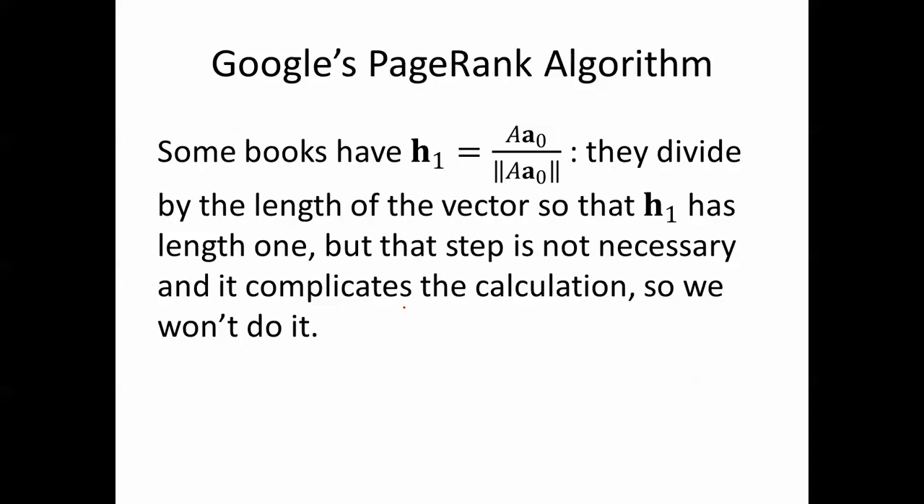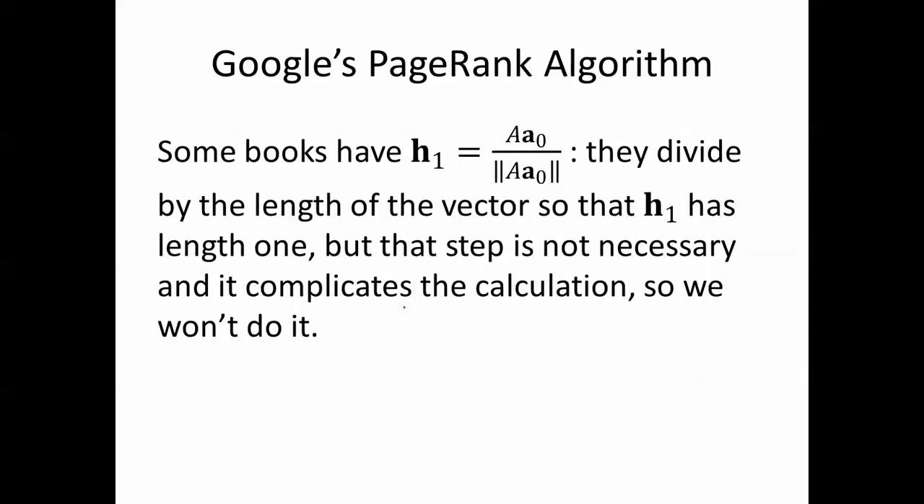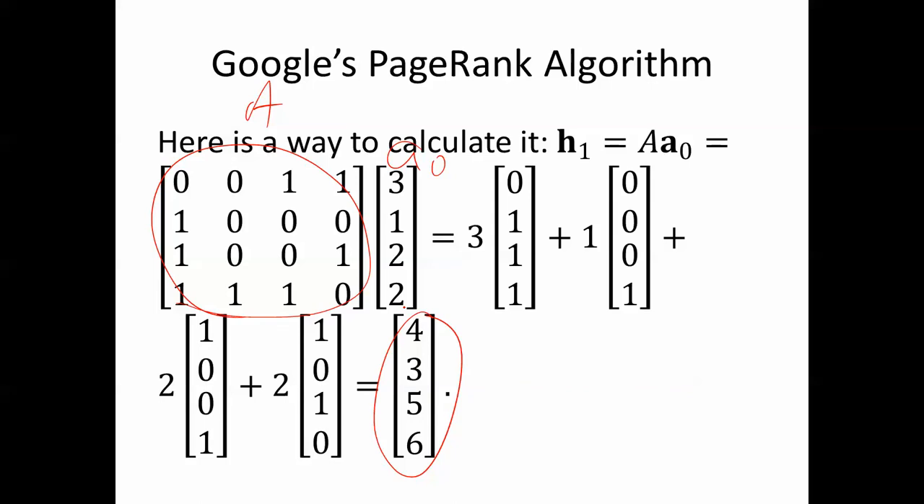Now, some books have H1 equals A0 divided by the length of A0. They divide by the length of the vector so that H1 has a length of 1. Oh my goodness, if life isn't so complicated already, that step's not necessary. It complicates the calculation, so we won't do it. Okay, so similarly, what we just calculated is this new and improved hub vector.